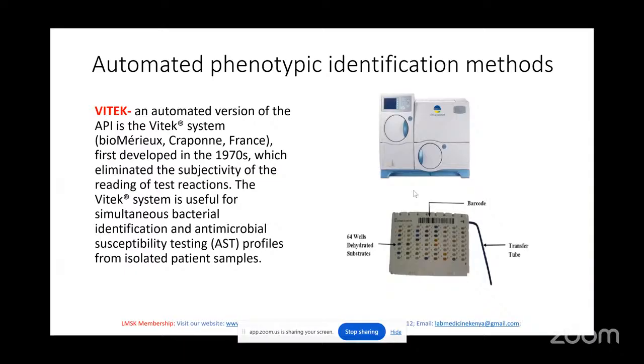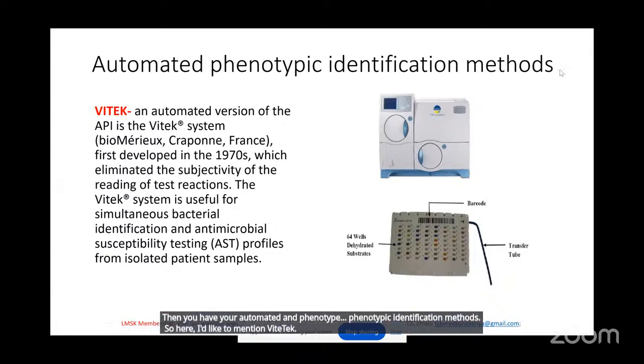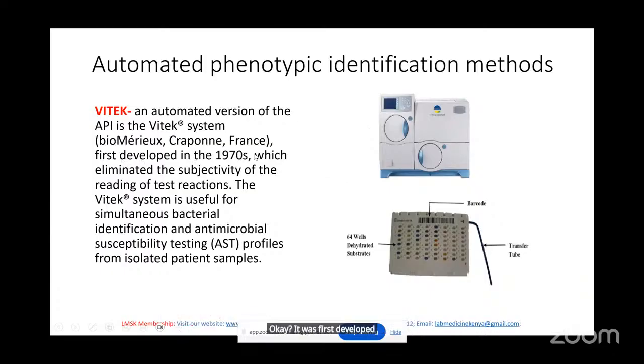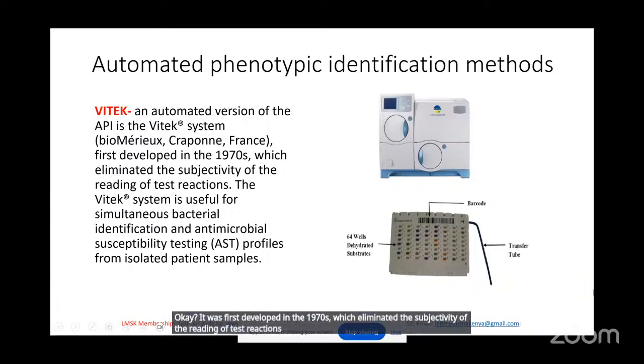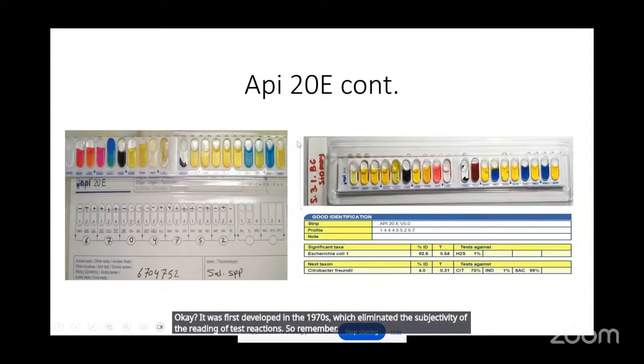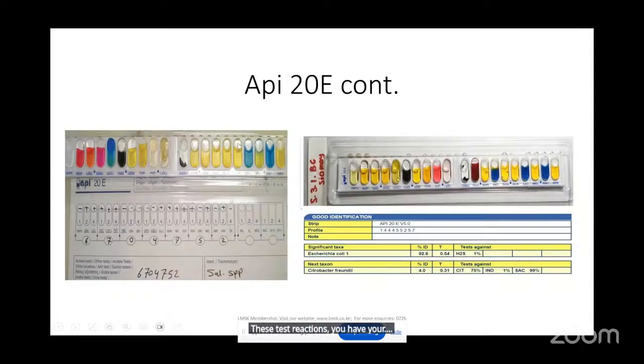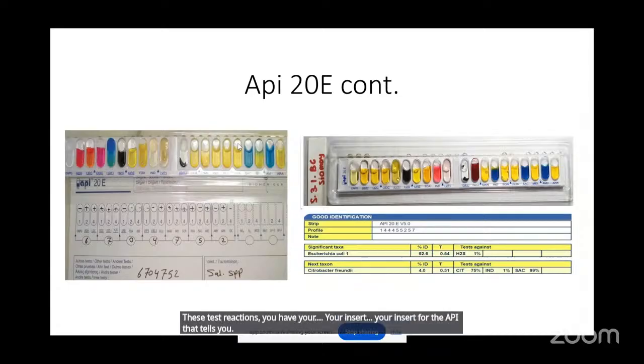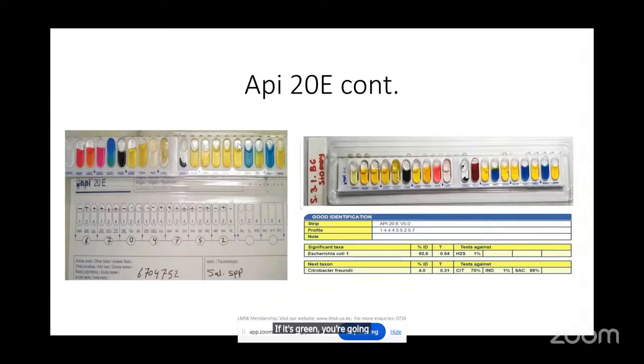Then you have your automated phenotypic identification methods. Here I'd like to mention Vitek. Vitek is an automated version of the API. It was first developed in the 1970s, which eliminated the subjectivity of the reading of test reactions. Remember, with these test reactions, you'll have your insert for the API that tells you if it's green, you're going to give it a plus. If it's blue, you're going to give it a negative, and so on and so forth. But then there is subjectivity.